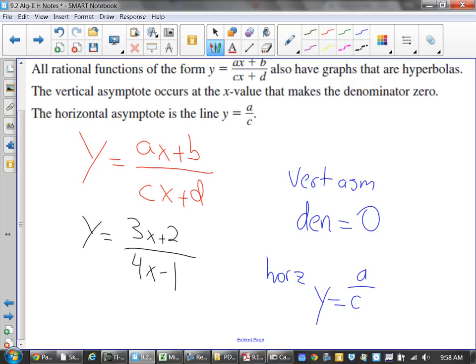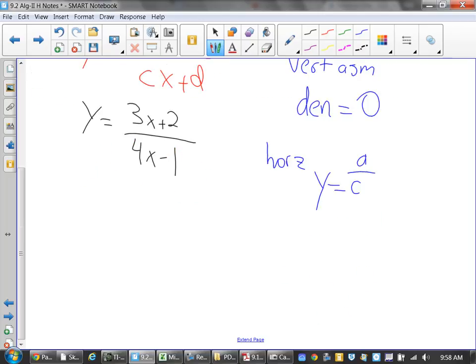When I'm looking at this, I know that my vertical asymptote is going to be when 4x minus 1 equals 0. So what is it? 1/4. So I have a vertical asymptote. Is that x equals a number or y equals a number? X. Good. We'll be at x equals 1/4.